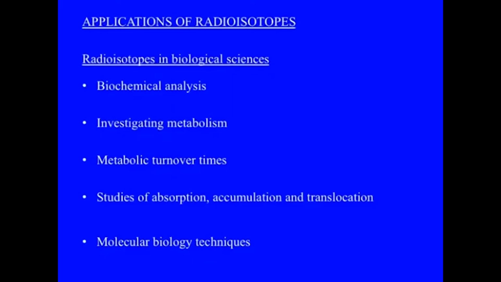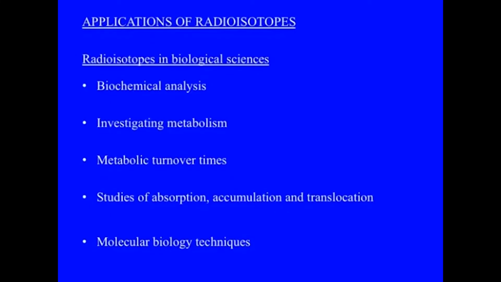Then you can study absorption, accumulation and translocation of a particular analyte. So, radioisotopes are frequently used to study the mechanism and rates of absorption, accumulation and translocation of inorganic and organic compounds in both plants and animals. So, this is another important application of radioisotopes. In research in molecular biology techniques, radioisotopes are used quite a lot. The use of radioisotopes has been critical, I would say, in advancement of molecular biology, leading to genetic manipulation.